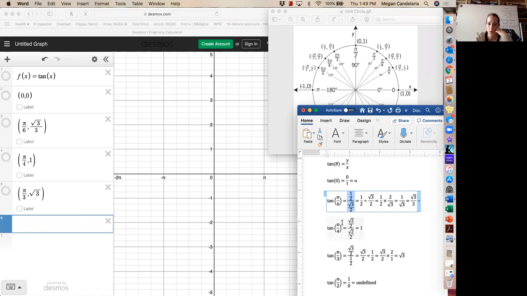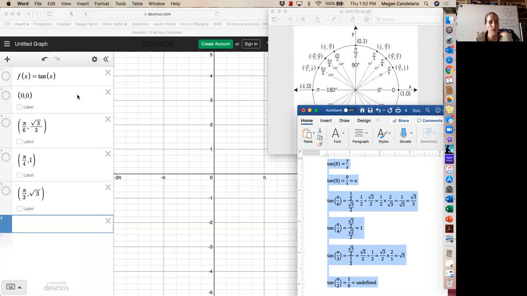For pi over 4, we've got square root of 2 divided by 2 over the square root of 2 divided by 2, which is just 1. And then for pi over 3, we'll have square root of 3 over 2 divided by 1/2. Simplification shows us that that's just square root of 3. And then remember, tangent of pi over 2 is 1 over 0. So those are our values for the tangent function given by the first quadrant of our unit circle.